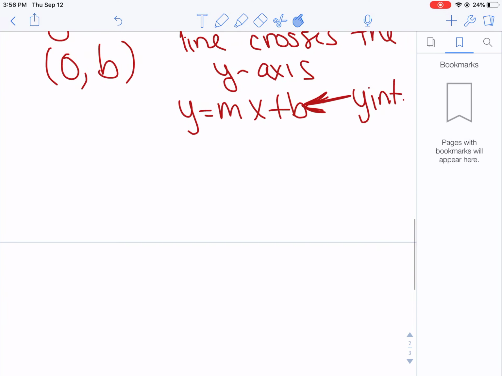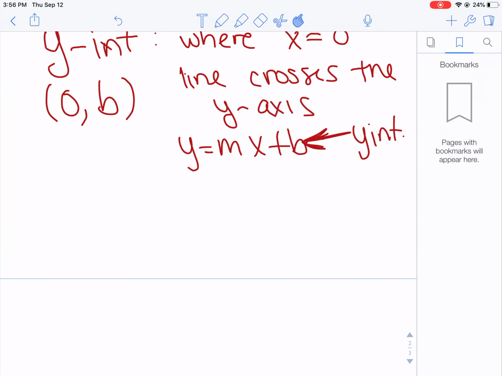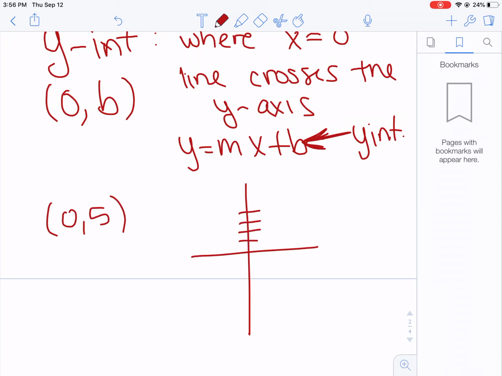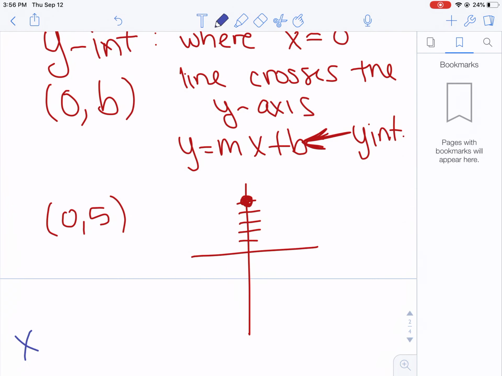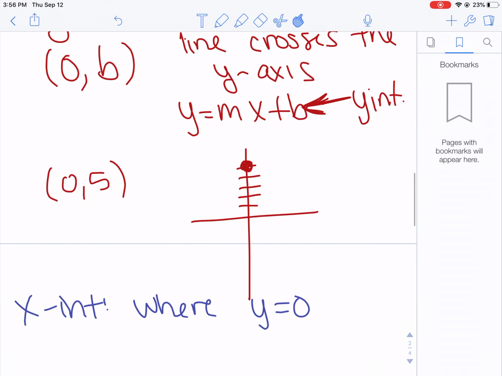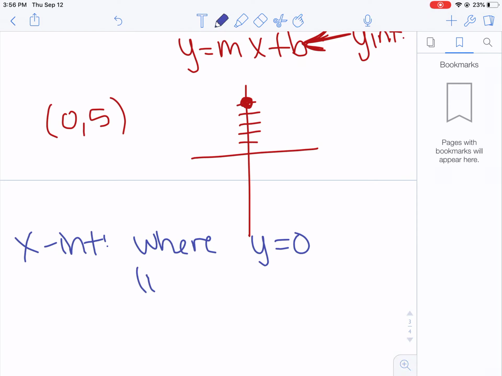So if I tell you the y-intercept is like 0, 5, that would be right there on the graph. Okay, so it's where it's crossing the y-axis. So if that's what a y-intercept is, then the reverse of that is the x-intercept. And that's where y is 0. And it's also where the line crosses the x-axis.